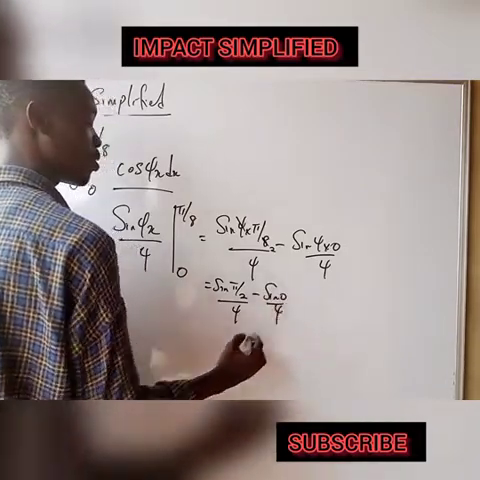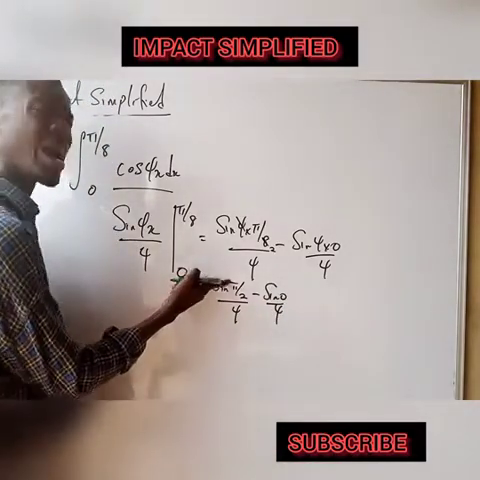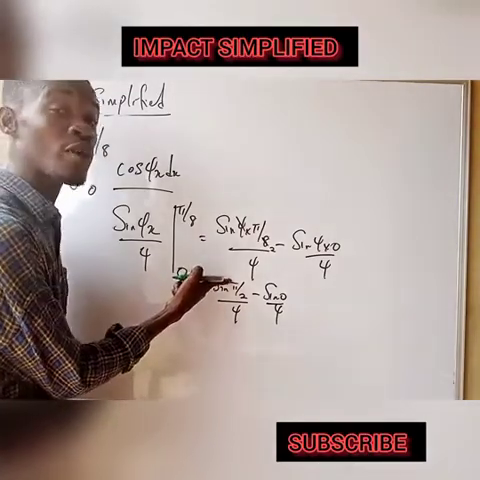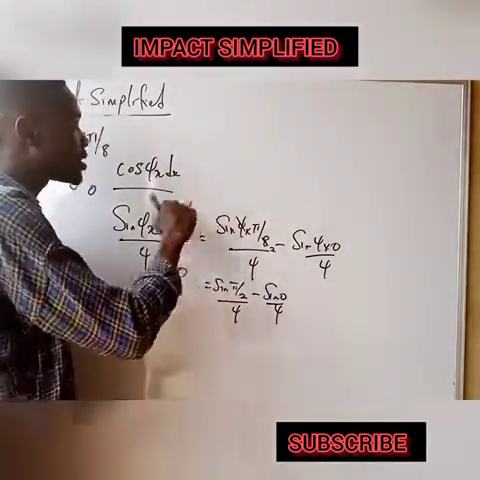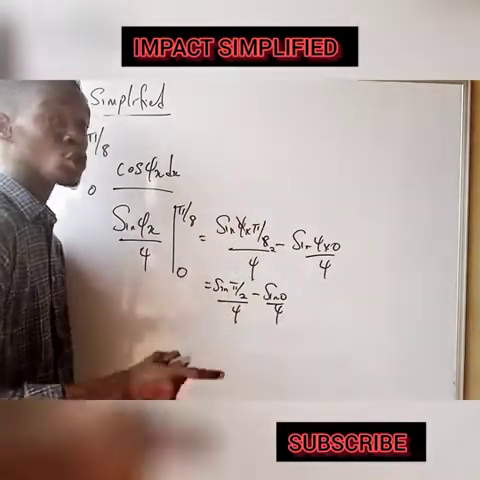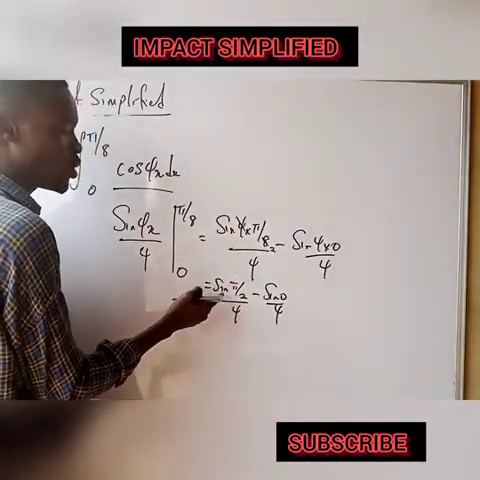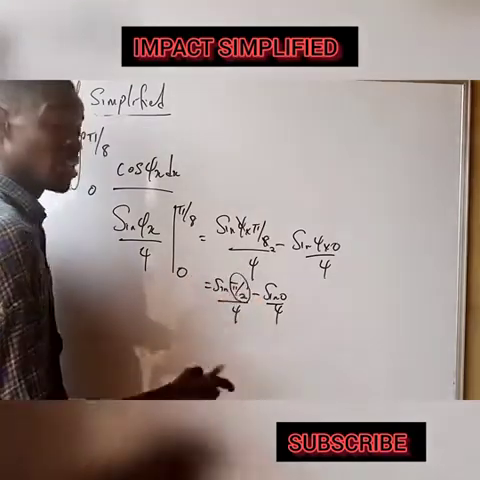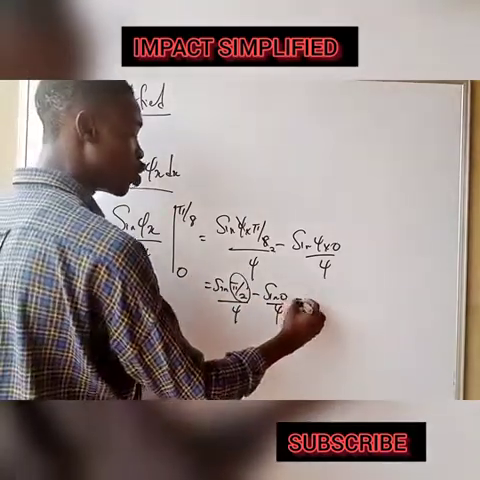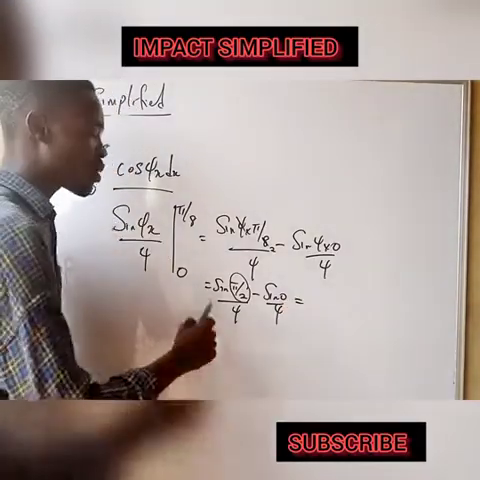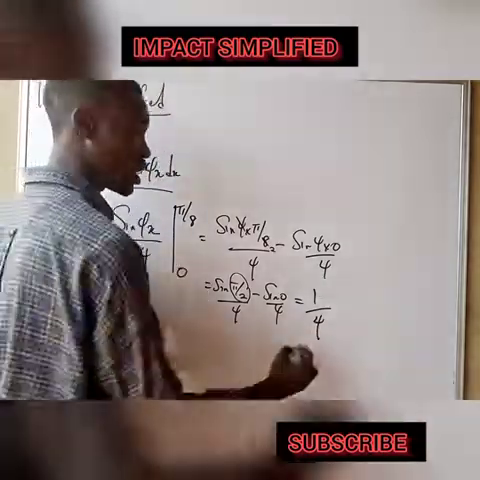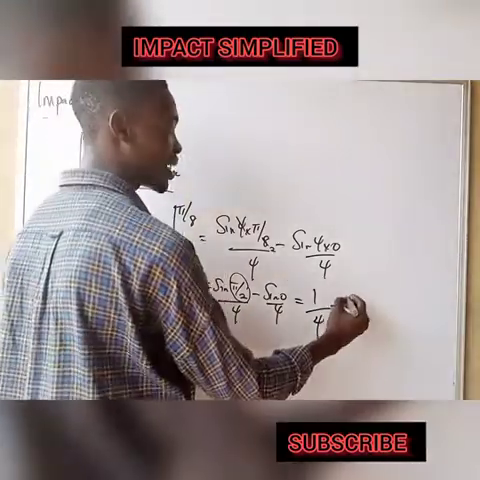minus what? Sin 0 over 4. But now, mind you, your pi is not 3.142. Your pi is not 22 over 7. Your pi, when we are dealing with trigonometric function, is what? Is 180. And that means we have it as what? 180 over 2. And what is 180 over 2? That will give us 90. And you need to know the sine of 90. And what is the sine of 90? The sine of 90 is 1 over 4. And what is the sine of 0? The sine of 0 is what?